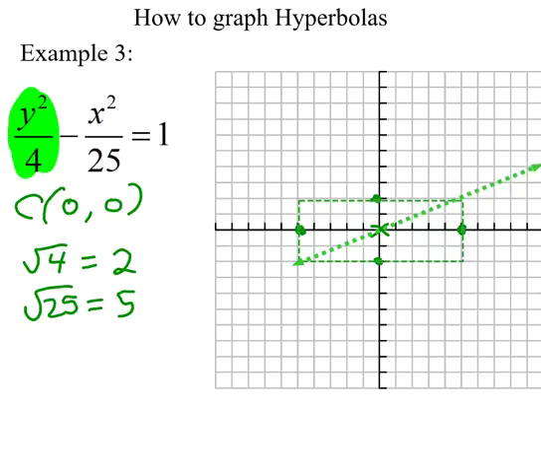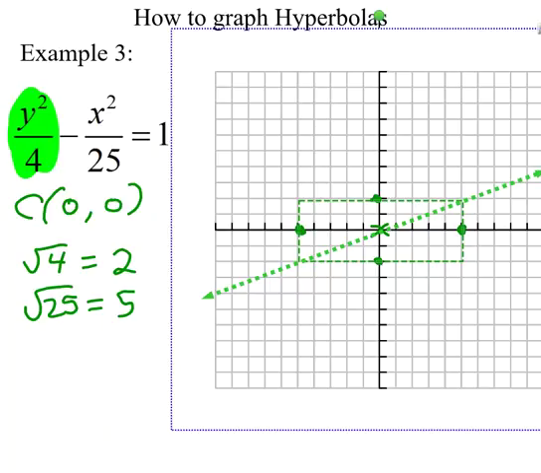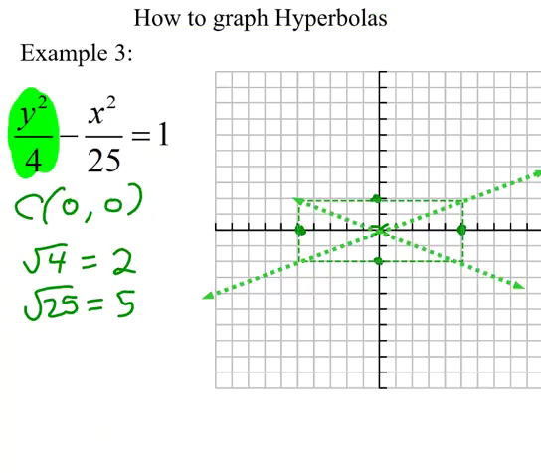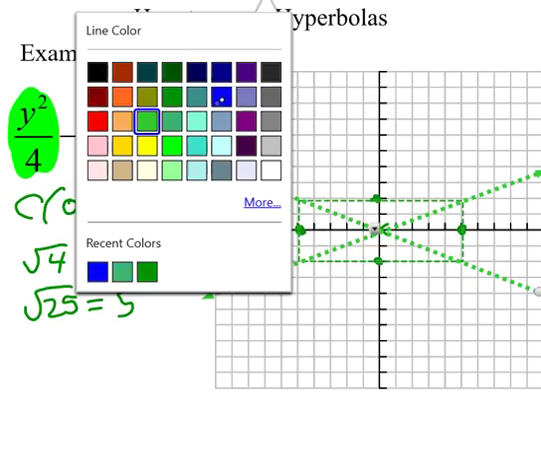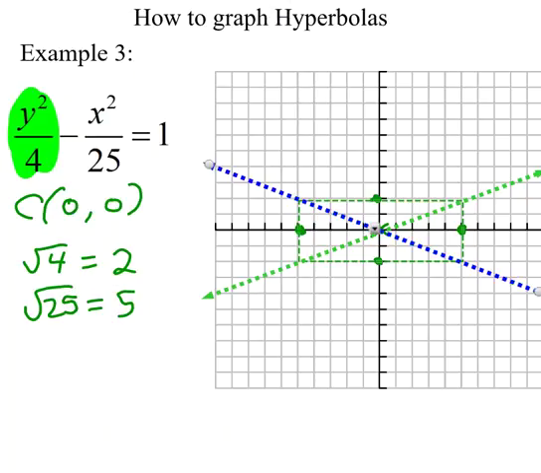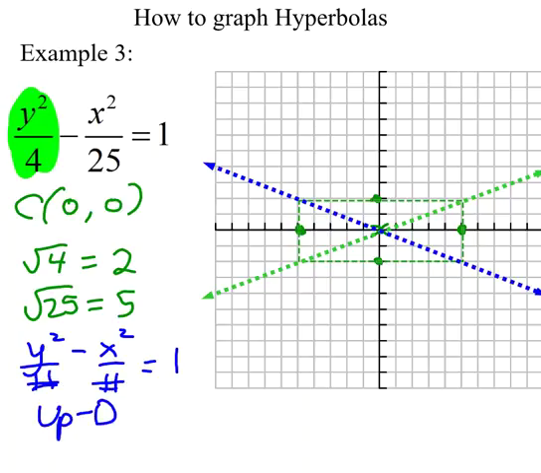Again, asymptotes go corner to corner. These are the lines the graph is going to approach but not cross. Shimmy that one down just a little bit. Now another one on the other side. Now, this problem is different than our first example because my y is the positive. Since I have a y squared minus x squared over numbers, that's going to make this an up-down hyperbola.